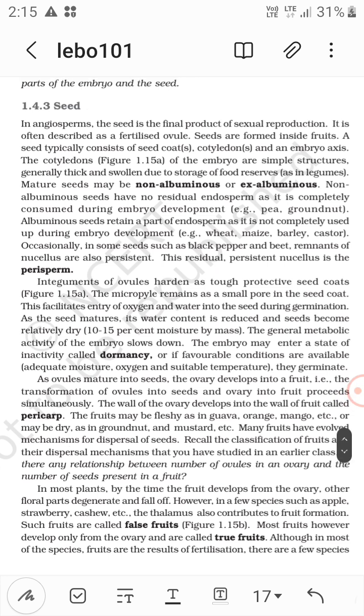So seed integuments of ovules harden as tough protective seed coats. The micropyle remains as a small pore in the seed coat. This facilitates entry of oxygen and water into the seed during germination. As the seed matures, its water content is reduced and the seeds become relatively dry, that is 10 to 50% moisture by mass.